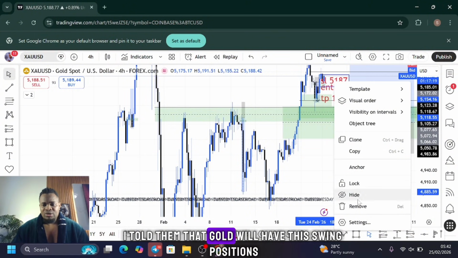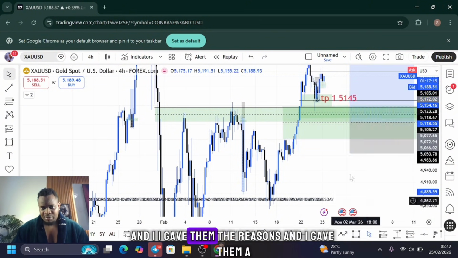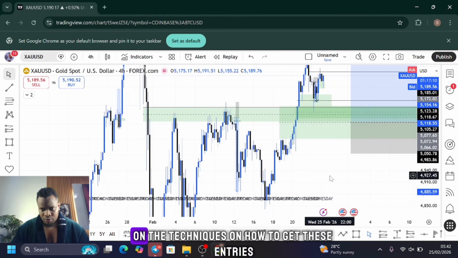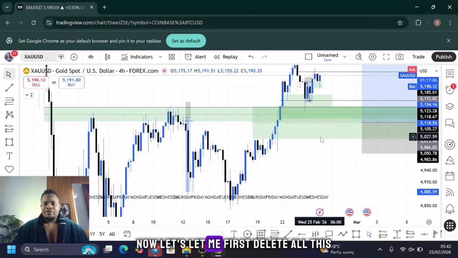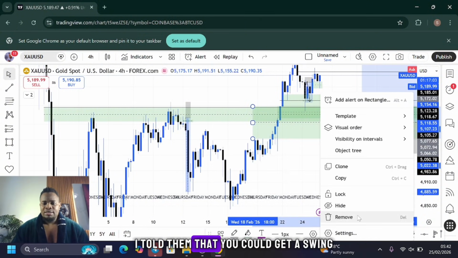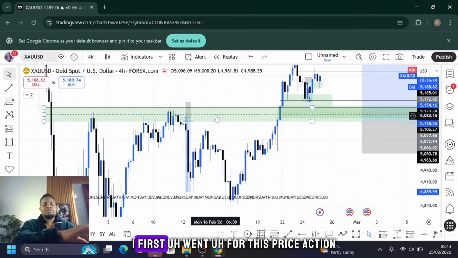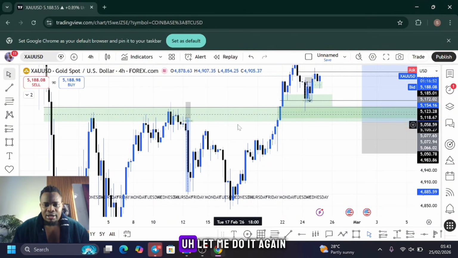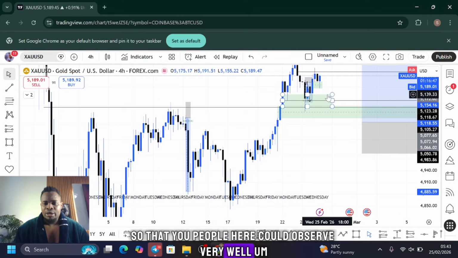I told them that gold will have these swing positions, and I gave them the reasons, and I gave them the techniques on how to get these entries. Now let me first delete all this. I told them that you could get a swing if you're patient enough. I first went for this price action. I told them you have a resistance level here and here. Let me do it again so that you people here could observe very well.